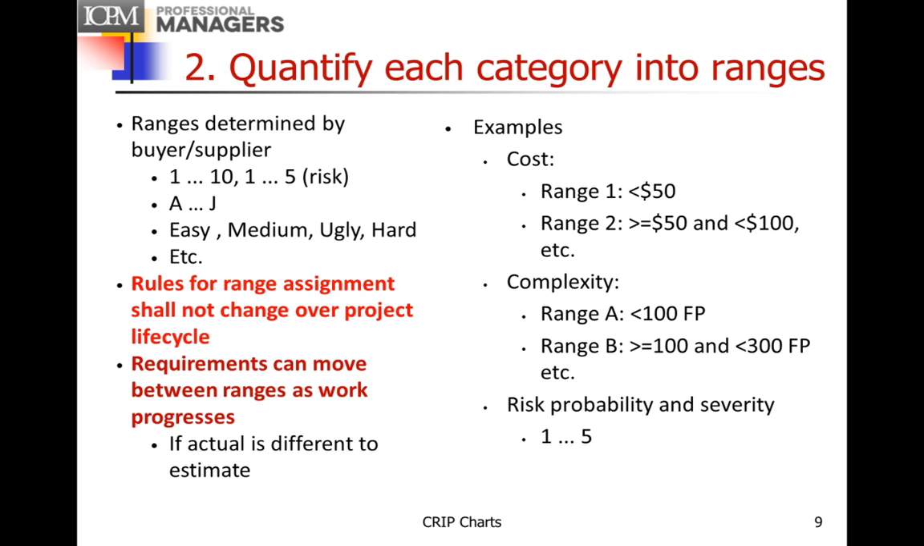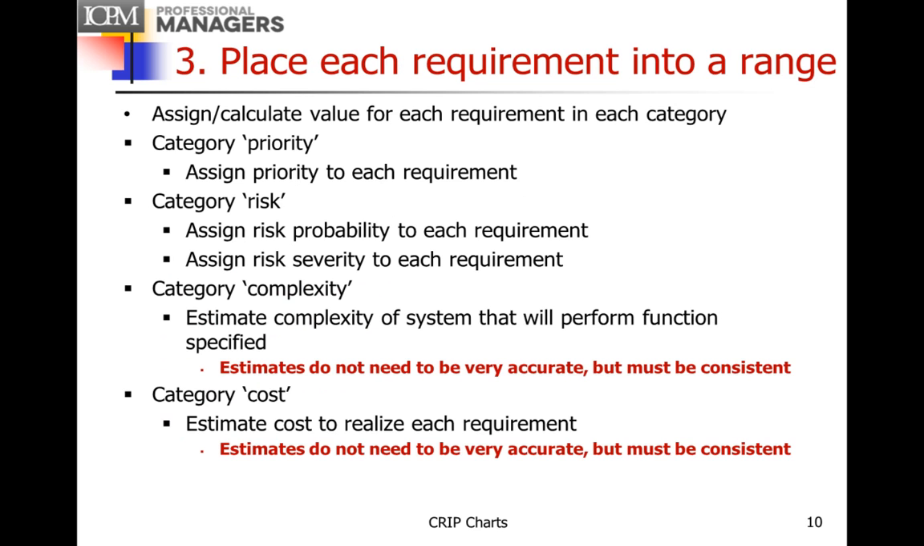Range B, between 100 and 300 function points, and so on. Risk, probability, and severity, 1 to 5, 1 to 10, whatever. We then place each of the requirements into a range, and so we assign or calculate a value for each requirement in each category. So we could assign a priority, and this is the customer's decision.